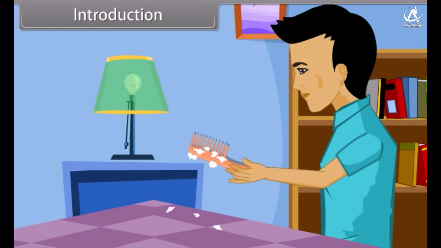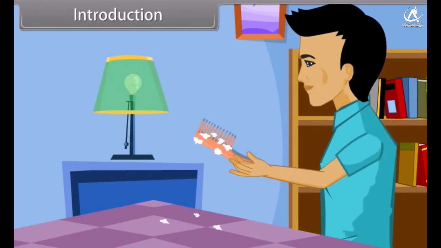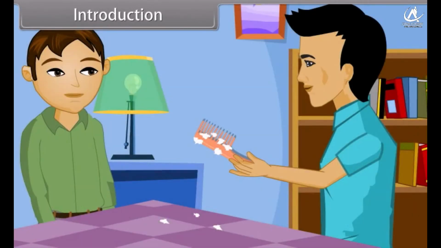He shakes the comb well, but only few falls down, while others are still stuck to it. He asks Sanjay that why paper pieces are attracted towards the comb. Sanjay tells him that it was due to the attraction of charges.